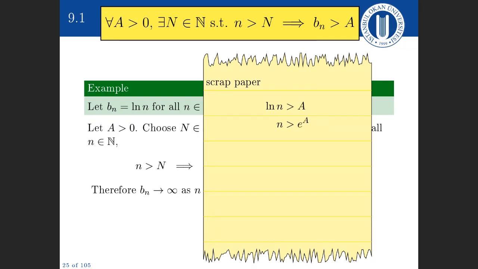That's the same as saying we want to have n bigger than e to the power A. But then from that, we know what capital N to choose. We can choose capital N to be bigger than e to the power A. Okay, good. Let's get rid of the scrap paper. We know how to fill these blanks in now.